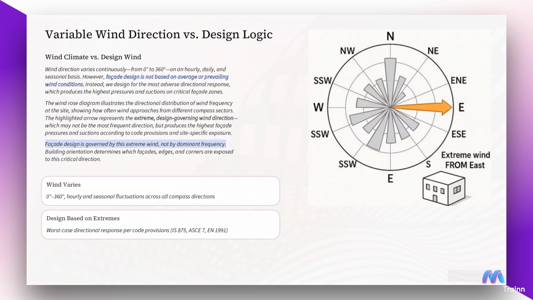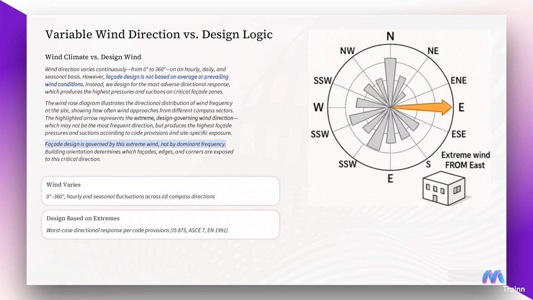Variable wind direction versus design logic. Wind climate versus design. Wind direction varies continuously from 0° to 360° on an hourly, daily, and seasonal basis. However, facade design is not based on average or prevailing wind conditions. Instead, we design for the most adverse directional response, which produces the highest pressures and suctions on critical facade zones.